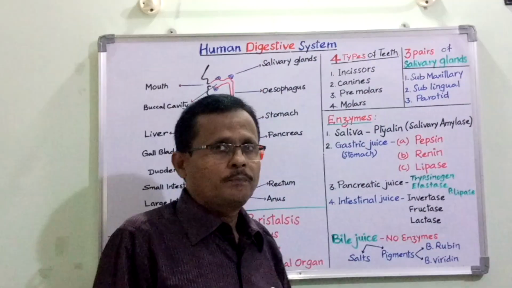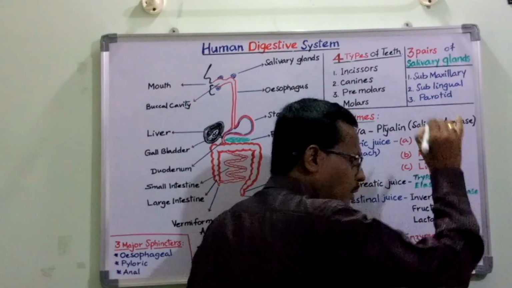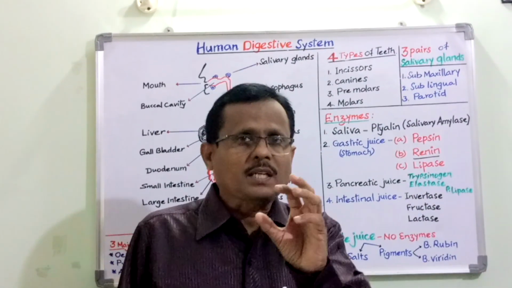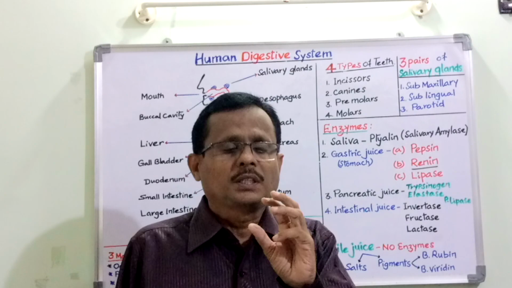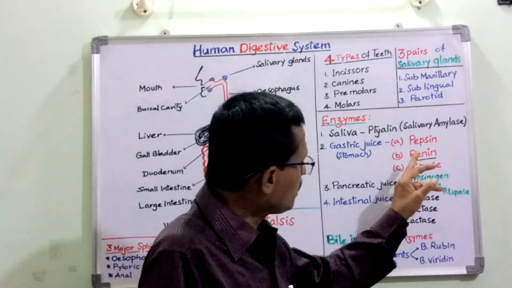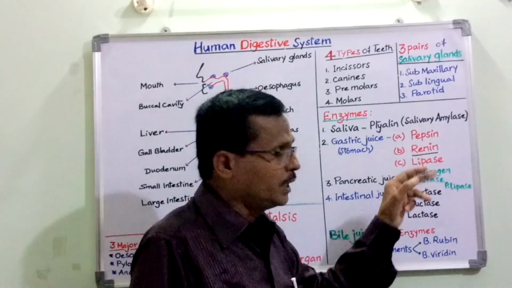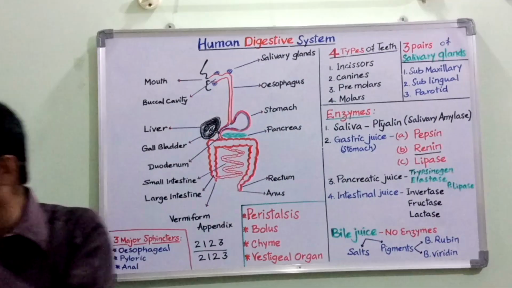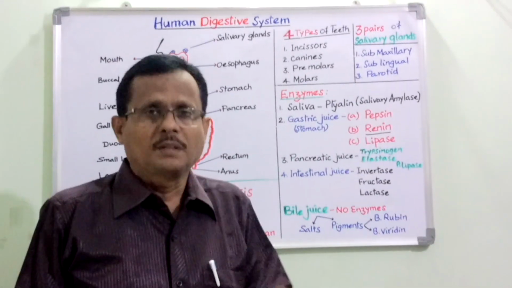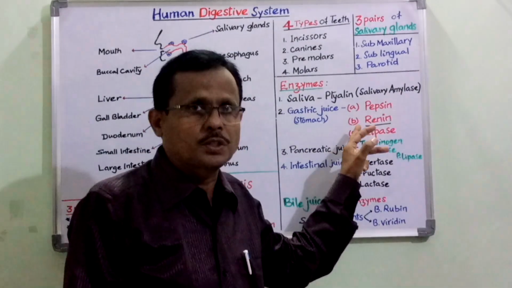Then, the renin. Renin is said to be a wonderful enzyme that digests the milk. So milk is curdled, meaning it is converted into curd. This is produced only in small kids. In small kids, this renin is a milk curdling enzyme. This is produced in kids, small kids.